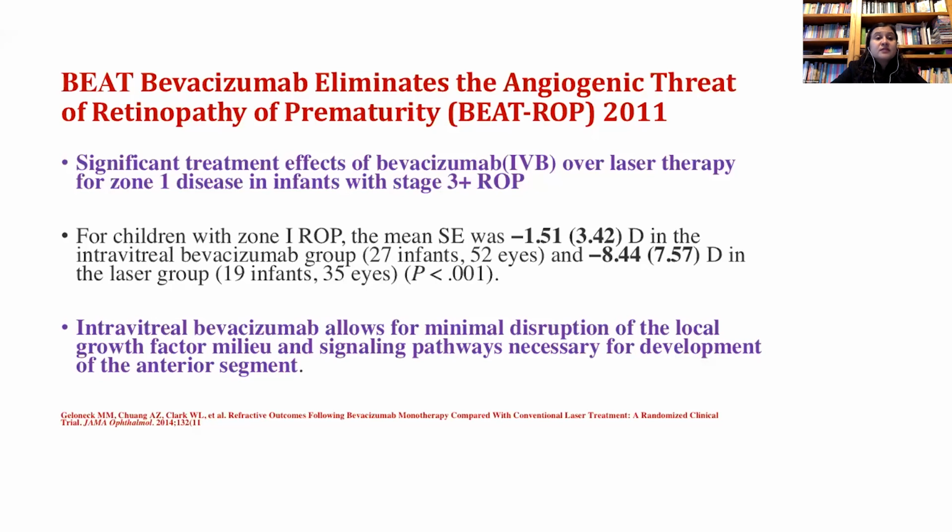So the question arises, why is the myopia less with Avastin or bevacizumab? The intravitreal bevacizumab allows for minimal disruption of the local growth factor and signaling pathways which are necessary for the development of the anterior segment, and it stays for just a few weeks in the body. While in cases of laser, there is a larger confluent area which is destroyed by laser, and therefore it disrupts more signaling pathways and alters the anterior segment and leads to more myopia.